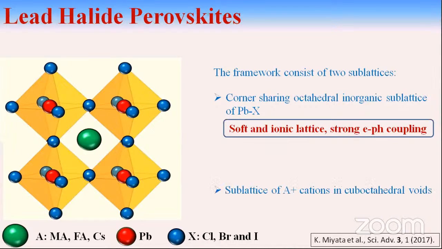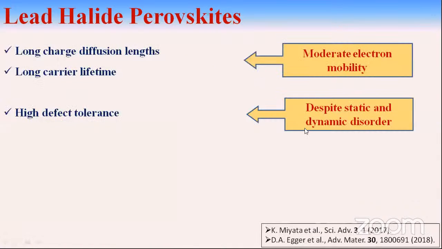And second is the sublattice of A cations, where A can either be organic like methylammonium or formamidinium, or it can be an inorganic cation like cesium or rubidium. And here the halide atoms could be any of the halides like chlorine, bromine, or iodine. This soft and ionic lattice gives very peculiar properties to the system, like a long charge diffusion length and long carrier lifetime despite the moderate electron mobility. Also, it possesses a very high defect tolerance despite many structural and dynamic disorders in this system.